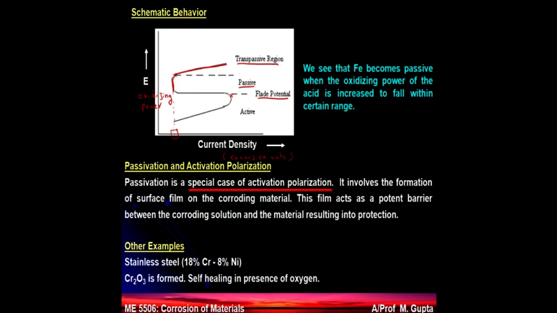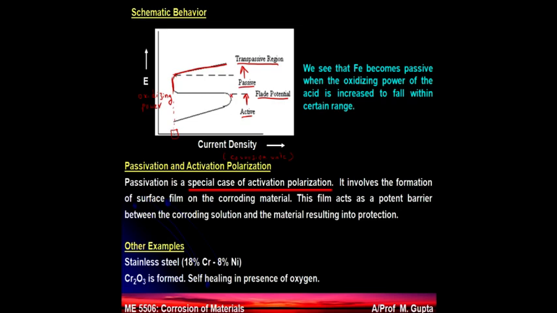accuracy. So now whether your material is going to show what we call active-passive behavior, because the initial zone is an active zone, then it enters into a passive zone, and then it enters into a transpassive zone. In the transpassive zone, the surface layer which gives the protection is completely destroyed. So the corrosion rate starts to increase.